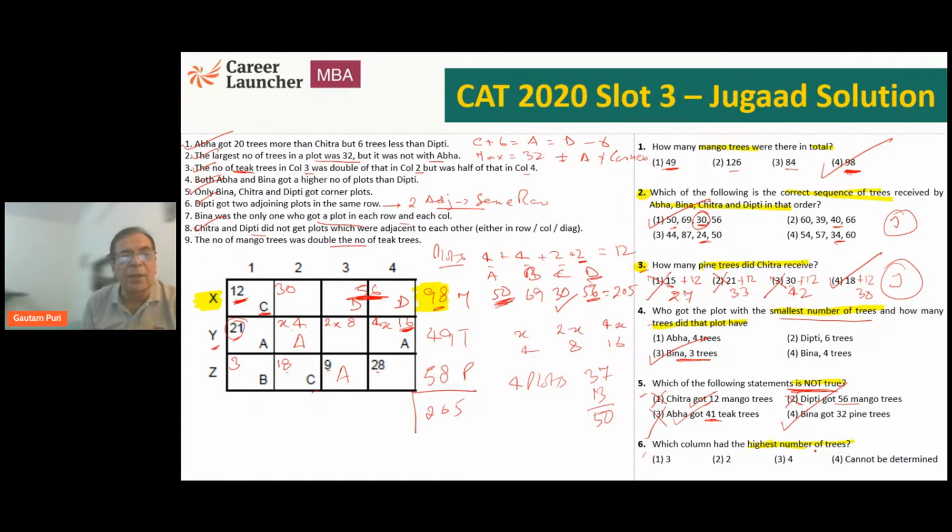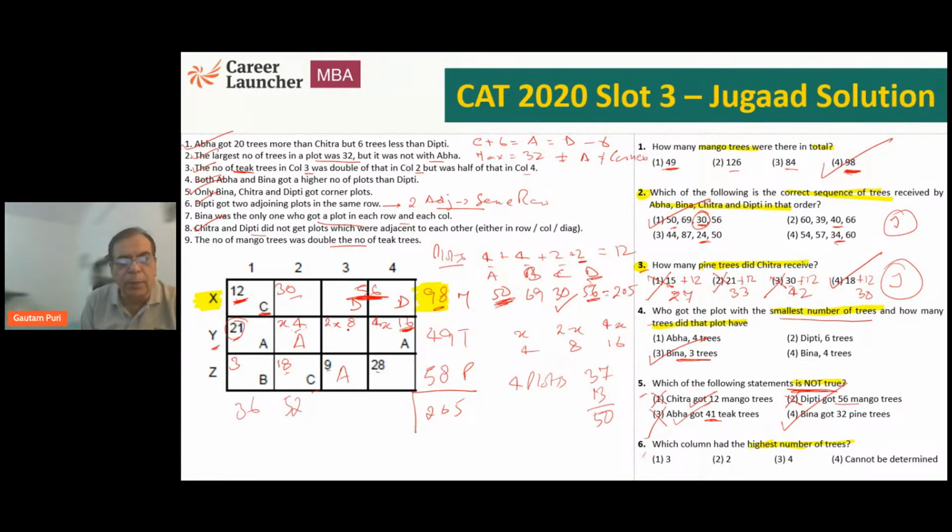Last statement, last question. Which column had the highest number of trees? Let's check out. It says 2, 3, 4 cannot be determined, so I'm not bothered about 1. Even if you want to check, however you can check it, 21 plus 12, 33 plus 3, 36. Next one, 30, 34, 42, 52.